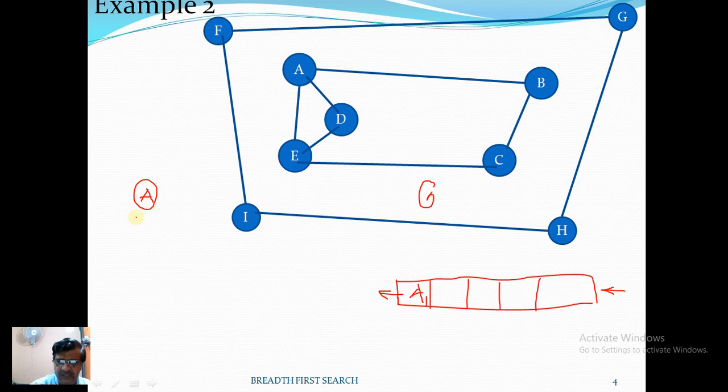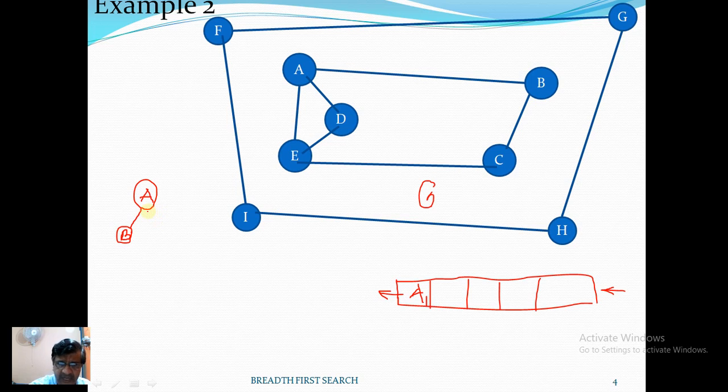Then B is connected directly to A. D is connected directly to A. E is also connected directly to A. Therefore, it visits all the vertices that are directly connected to A. So it is B. That's how we say the BFS algorithm moves concentrically without going for a long distance.